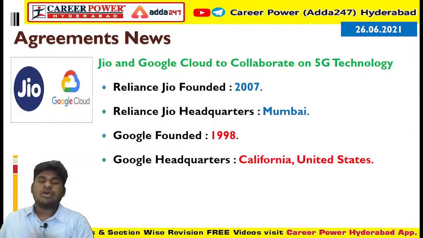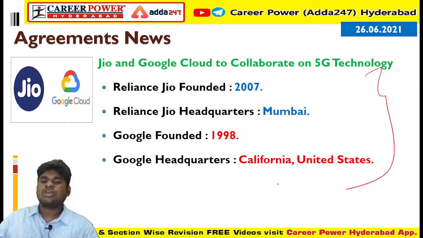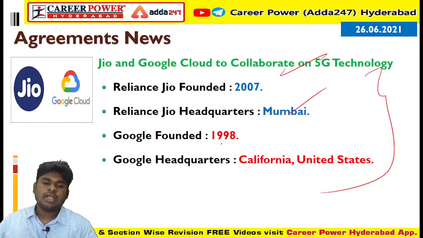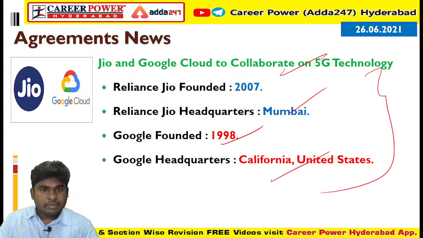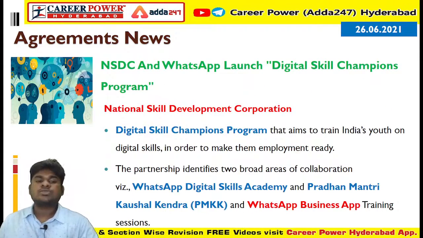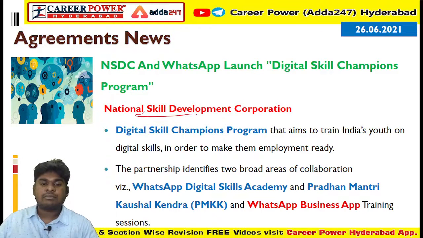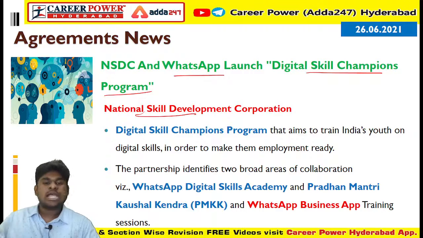sectors. So the points to remember here are: Reliance Jio formed in 2007, headquarters Mumbai. Google formed in 1998, headquarters in California. So please remember. Now the next news: NSDC, National Skill Development Corporation, and WhatsApp have launched the Digital Skill Champions program.